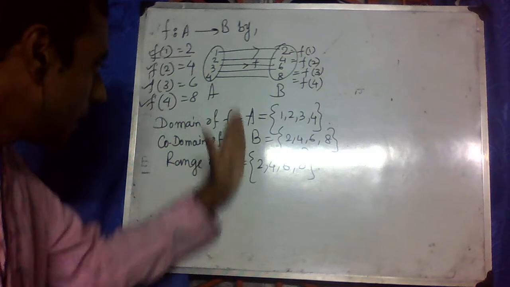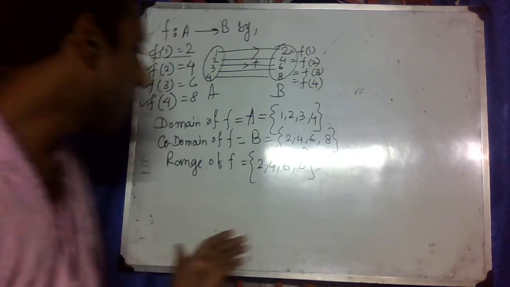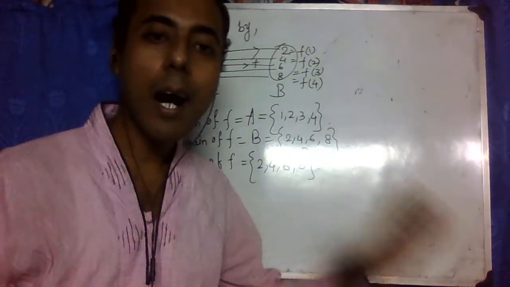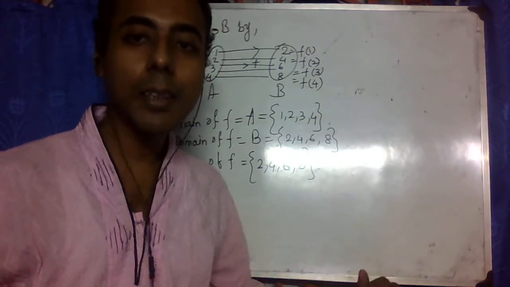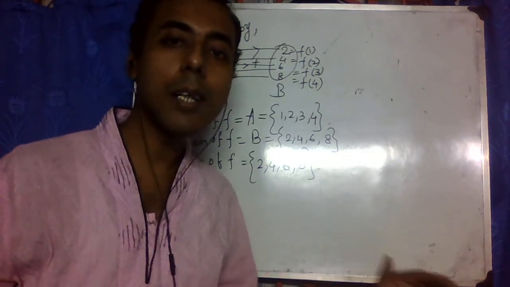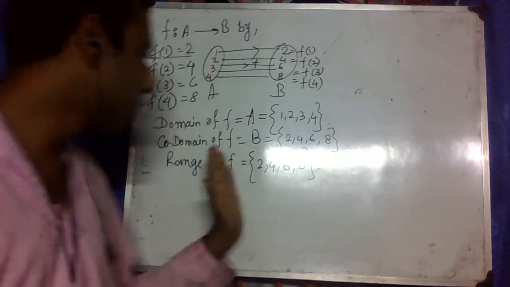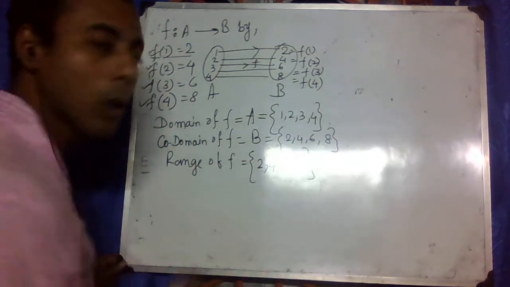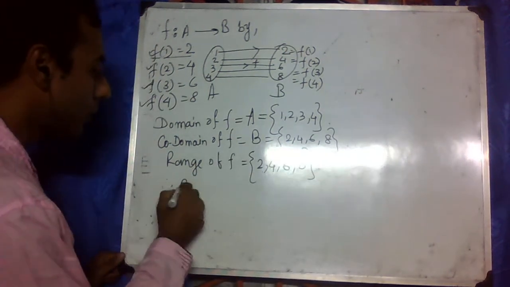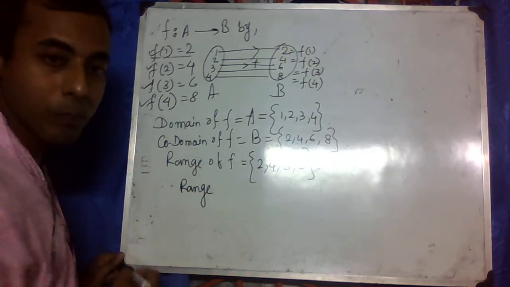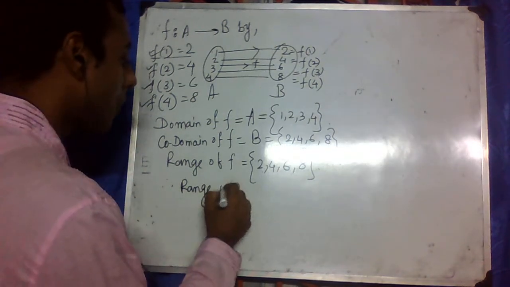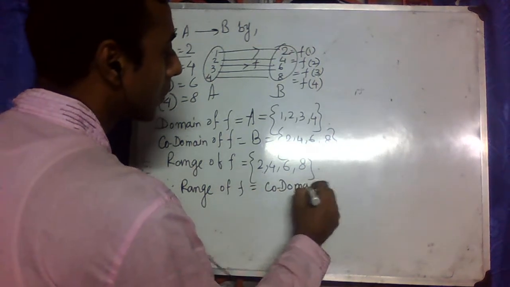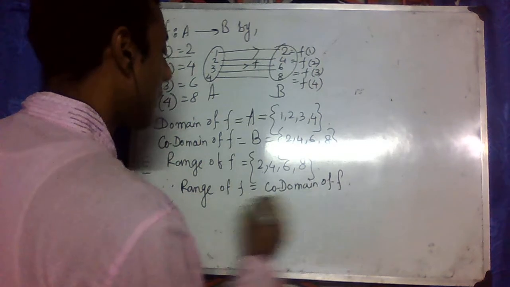So, in this function, range and codomain are equal. Range set and the codomain set both are equal in this function. Range set 2, 4, 6, 8, codomain is also 2, 4, 6, 8. So range of f equal to codomain of f.